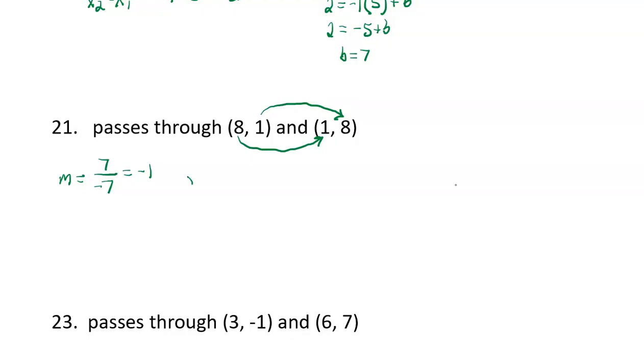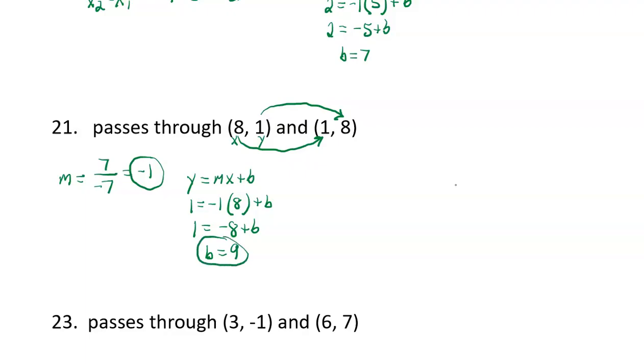Now to get the value of b, y equals mx plus b. In our first ordered pair, the 8 is an x value, and the 1 is a y value. So for y, we can put 1. For m, -1. For x, 8. And the letter b is our unknown variable. This is 1 is equal to -8 plus b. Therefore, b is equal to 9. Okay, we have the m and we have the b. Those are the two things we need to know. So y equals -1x plus 9.